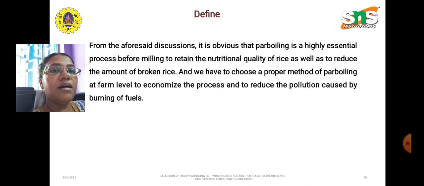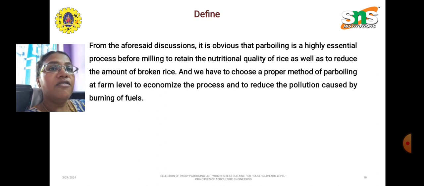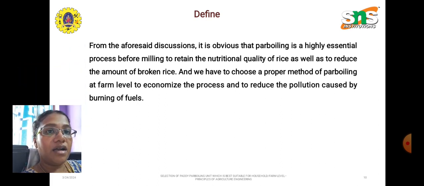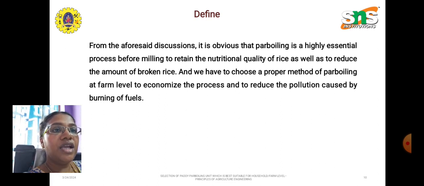And then keeping this in mind, we are defining the problem. From the aforesaid discussion, it is obvious that parboiling is one of the most essential processes before milling to retain the nutrition quality as well as to reduce the amount of broken rice. So we have to choose a proper method of parboiling at farm level to economize the process and to reduce the pollution caused by the burning of fuel.